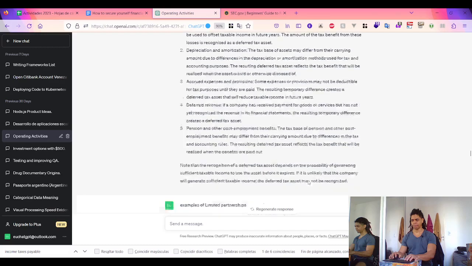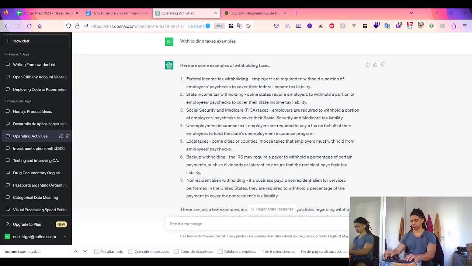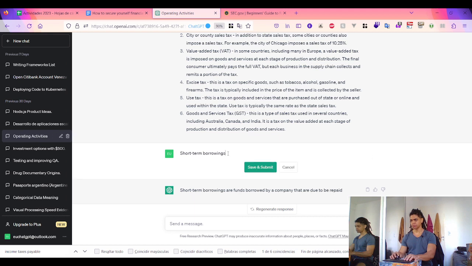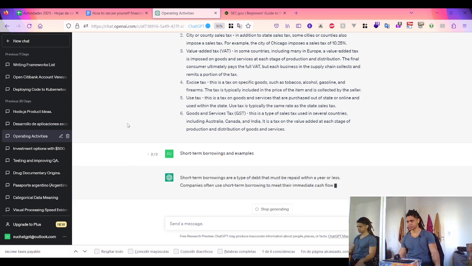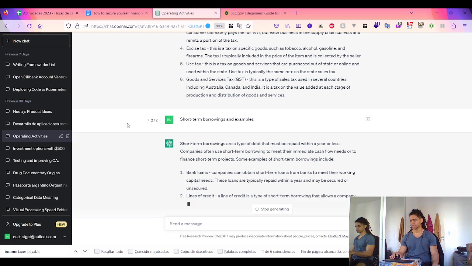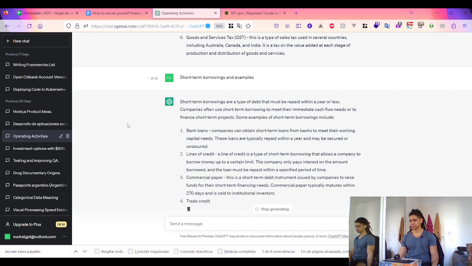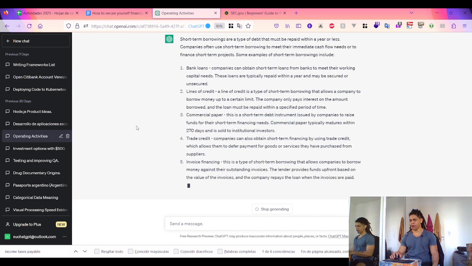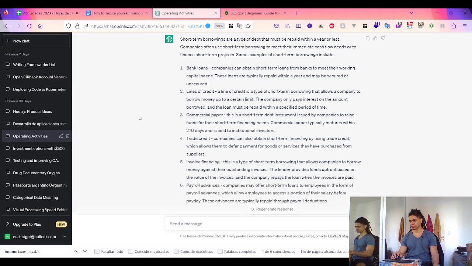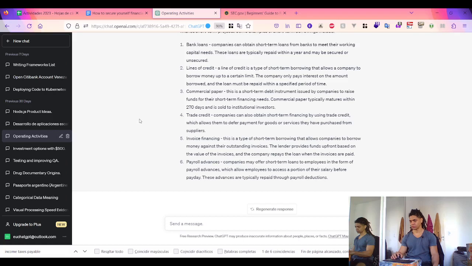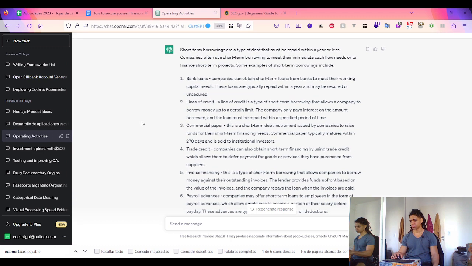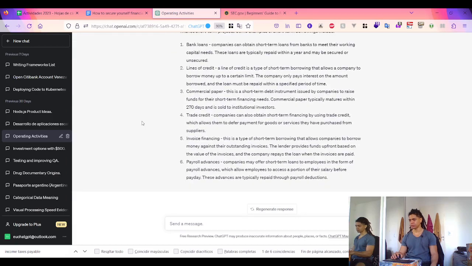Short-term borrowings and examples. Payroll deductions.